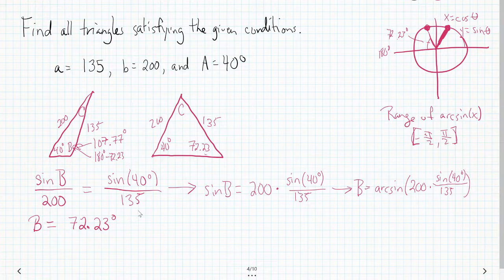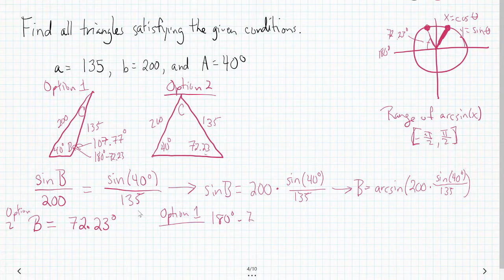So this is option 1 up here, and this is option 2. So what we found by using the calculator was option 2. And in the case of option 1, we came up with 180 degrees minus 72.23 degrees, which equals, I believe, 107.77 degrees. Okay, so now we've got our angles.